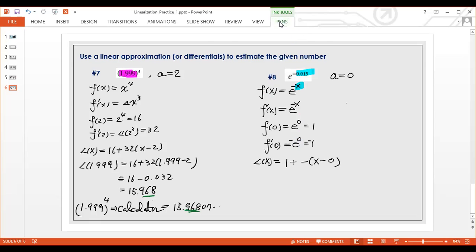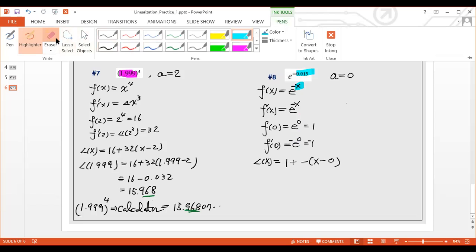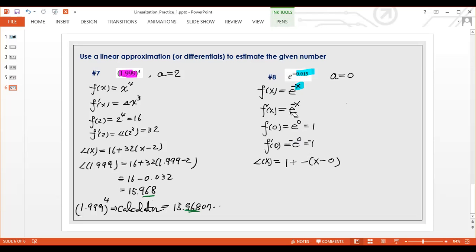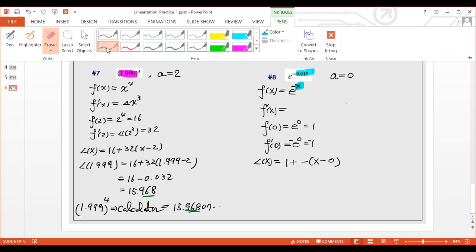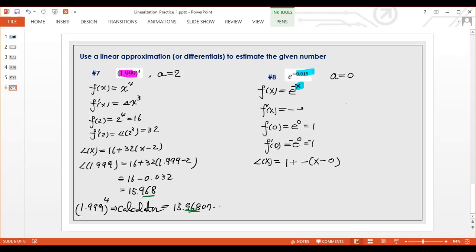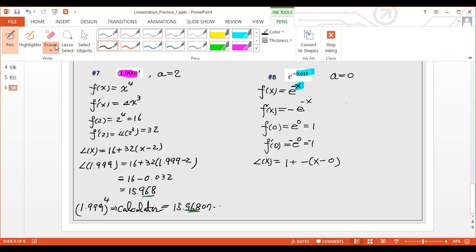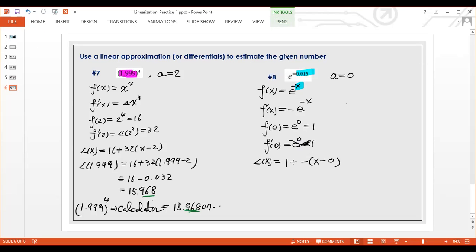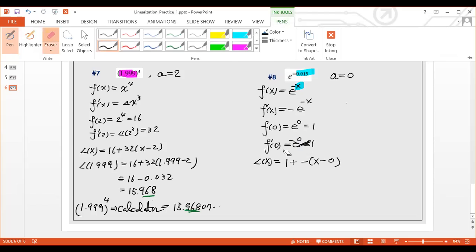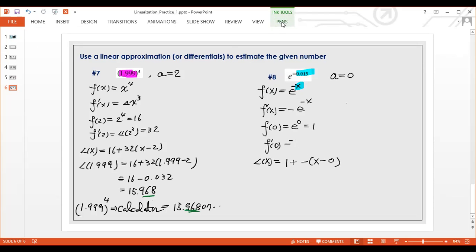Okay, all right. So now let me rewrite this one a little bit. F prime of x will just be negative e to the negative x, because of the chain rule. And then let's erase this and write it better. So this will be negative e to the negative 0, so it's still negative 1.